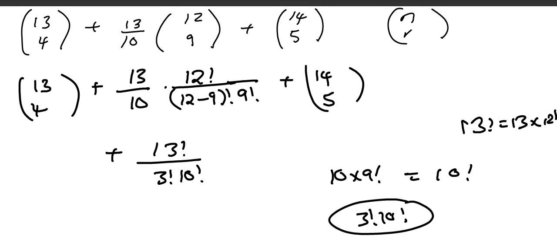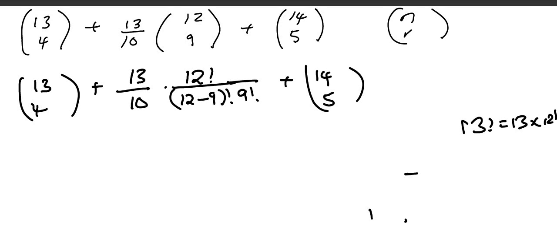This would have only come there if you had a 13 choose what? 13 choose 10. 13 choose 10 gives you what? 13 minus 10, then 10 factorial, right? So this whole middle part has now changed. Now, how do you show it? How do we show it? We want to show all the necessary steps.